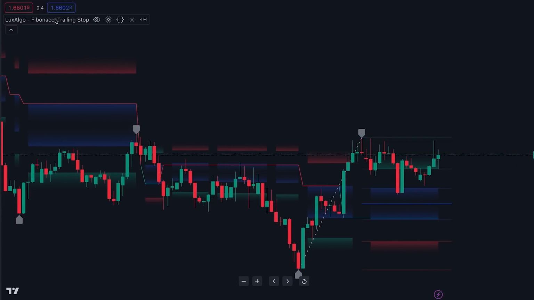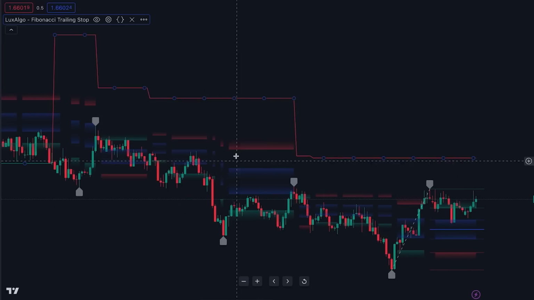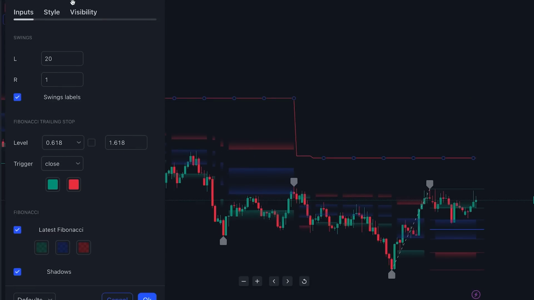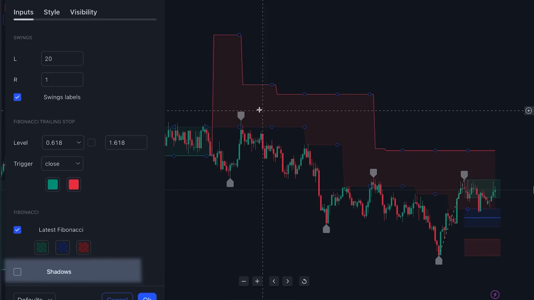However, we can customize it or choose from predefined options such as 0.618, which can offer a more long-term outlook on the market trend. Below that, we have the option for the latest Fibonacci, which provides an overlay of the most recent Fibonacci being formed in real time. The Shadows option, when disabled, will remove the internal Fibonacci sequences being drawn and only provide an area based on the trailing level selected here.